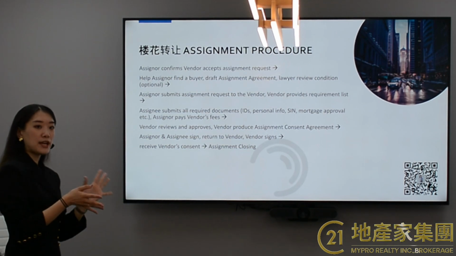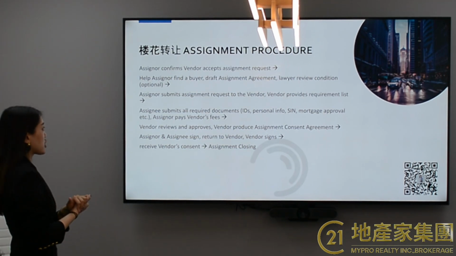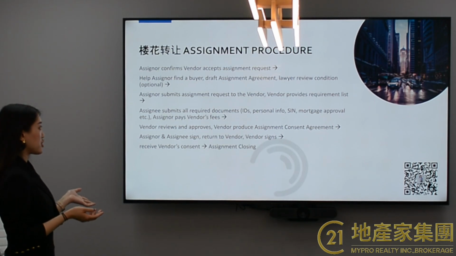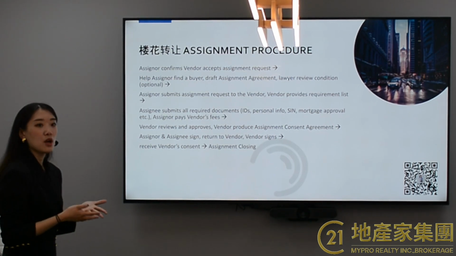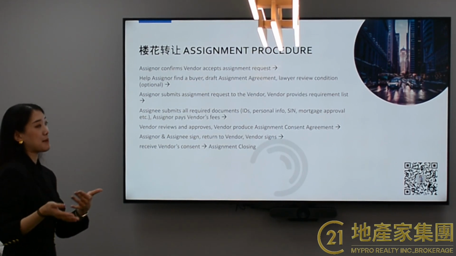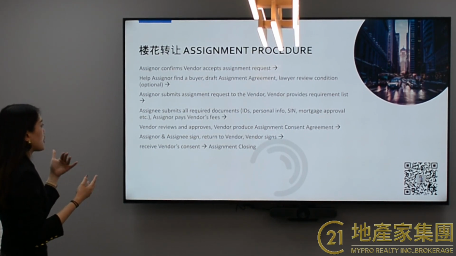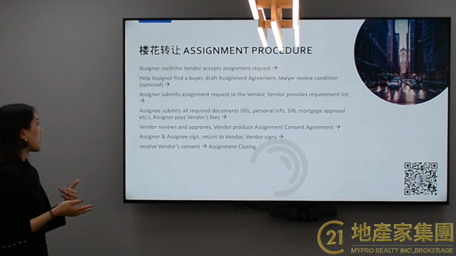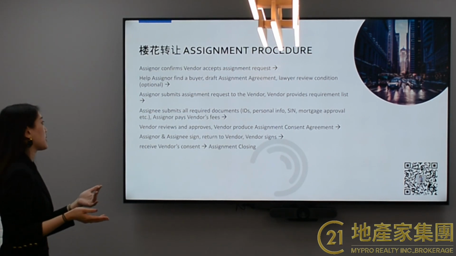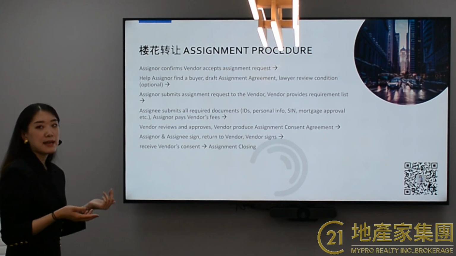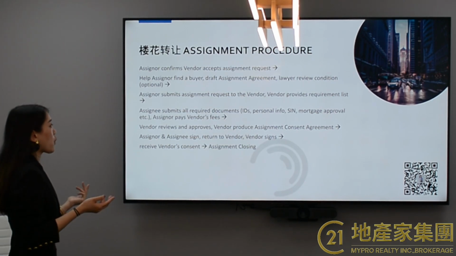Then the two agents of both sides will work together to draft the assignment agreement. You can put in a lawyer review condition, and at that point we can review the agreement and make certain comments, changes and amendments. After the lawyer review condition is complete, the conditions will be removed. At that point, the assignor, or the assignor's agent or lawyer, will submit the assignment request to the vendor. Then the vendor will issue the requirement list.